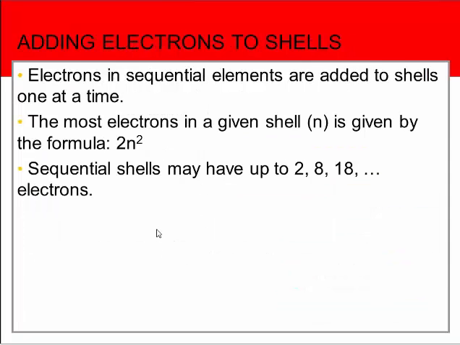So electrons in sequential elements, as we move from carbon to nitrogen to oxygen, are added to shells one at a time. And the most electrons in a given shell is given by the formula 2n squared. So if n equals 1, 2 times 1 squared is 2. We can fit only 2 electrons in the n equals 1 shell. If n equals 2, 2 times 2 squared, 2 times 4 is 8. We can fit 8 electrons in the n equals 2 shell.